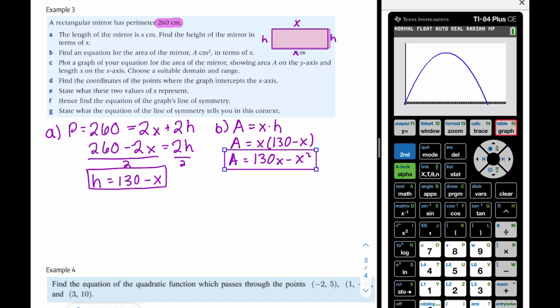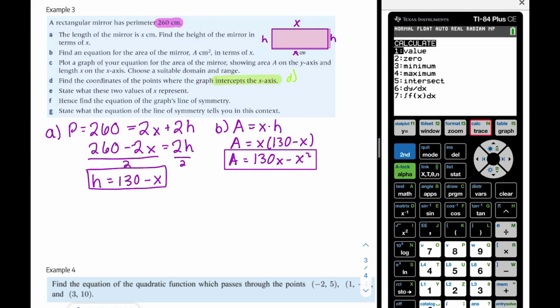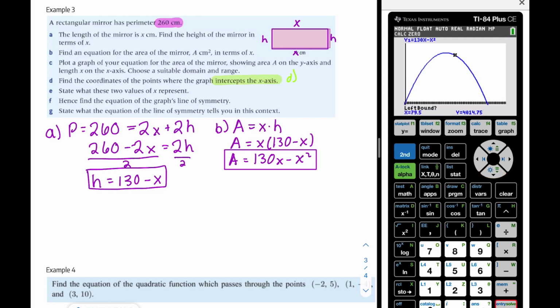For D, find the coordinate of the points where the graph intercepts the x-axis. Intercepting the x-axis, that means that we are looking for the zeros. So in our calculator, we can find what the zeros are. We're going to go second function, trace zeros, and we're asked to go to the left and to the right.